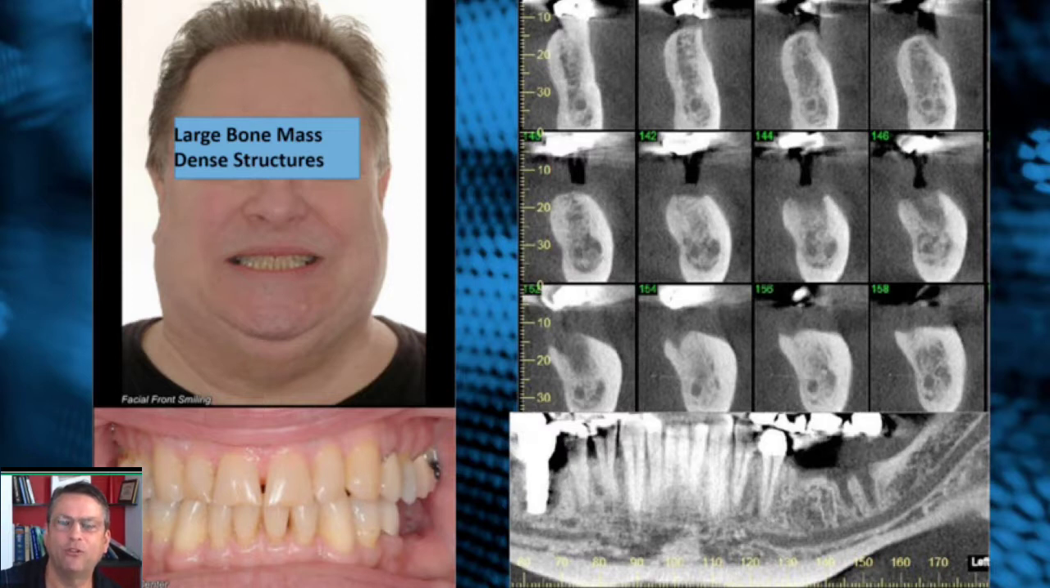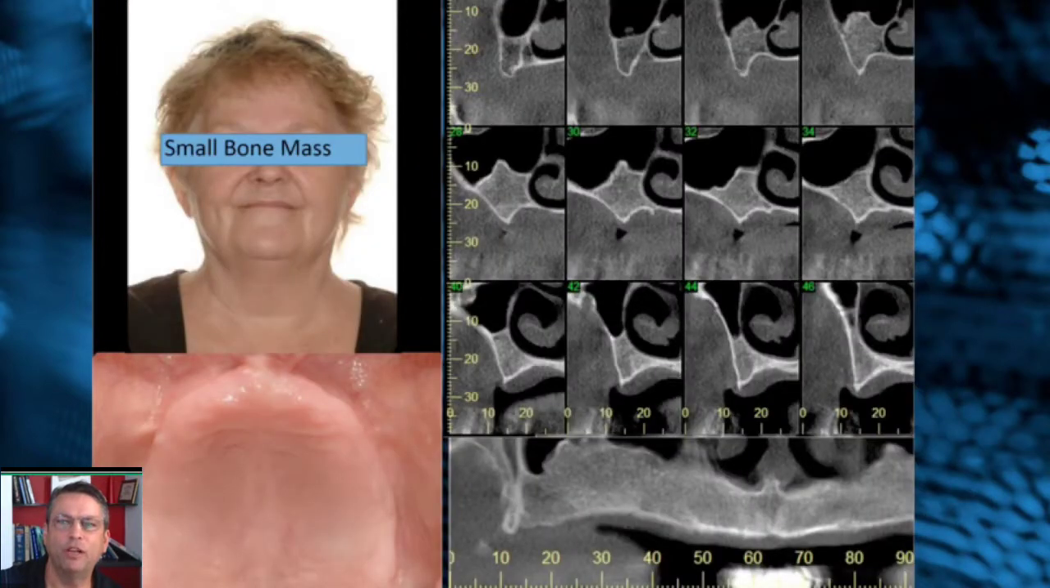Large bone mass equals dense structures equals noise introduced into the scan. And if we think about the opposite, it might be true. You ever notice that with a small bone mass patient, an edentulous case, the image quality is excellent because the energy goes through the patient, records onto the sensor, and we get good detail with those kinds of cases.